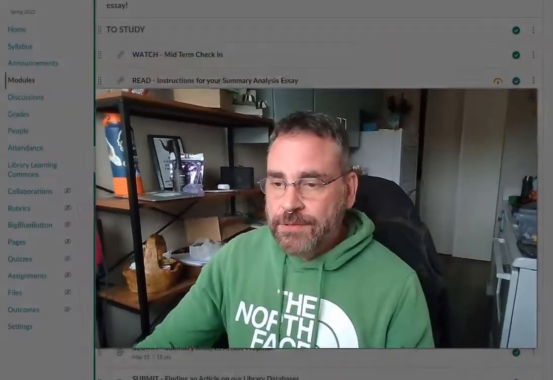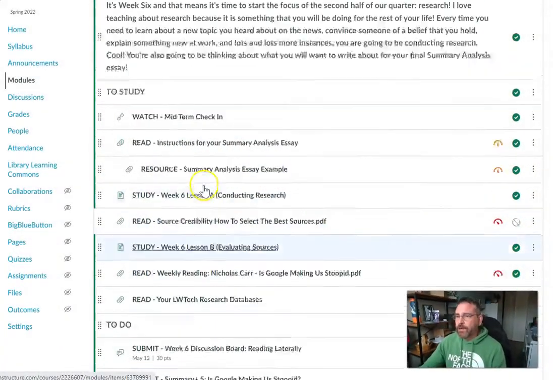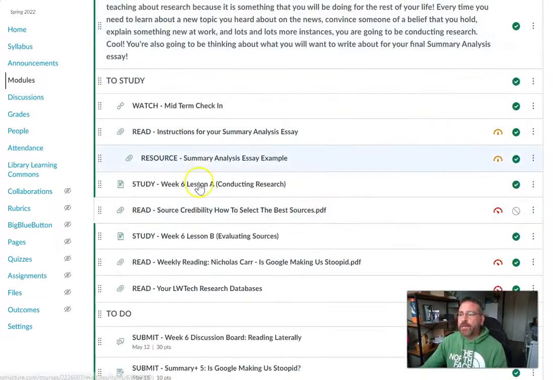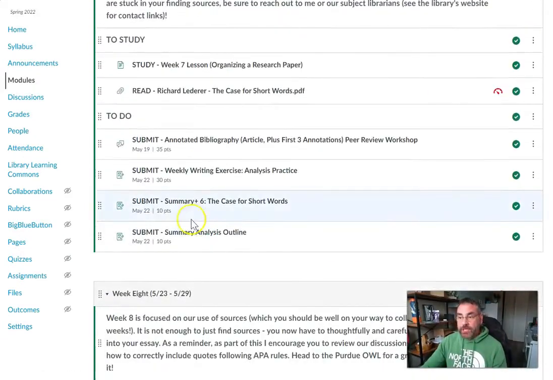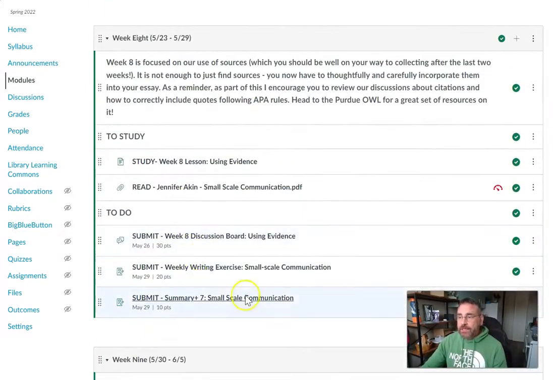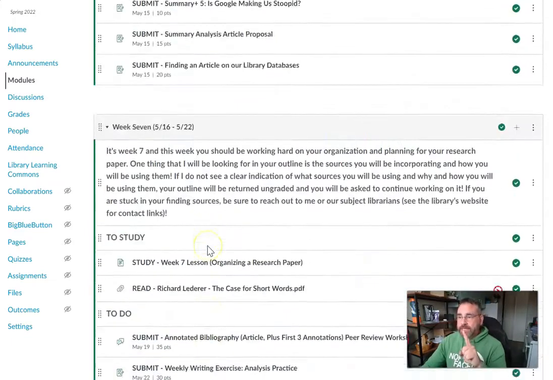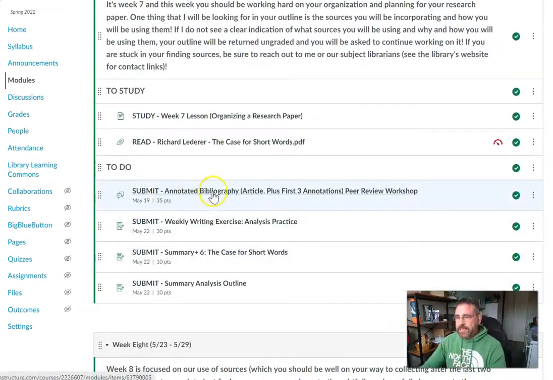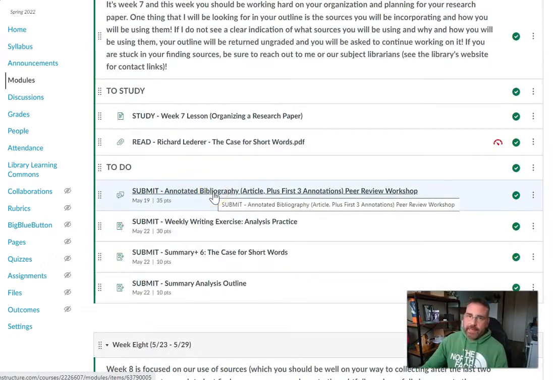So coming back to Canvas, what are we in here? Week 6. This is where we are now. So hopefully get through all this stuff this week. And then next week you have your summary analysis outline due. Week 8, you have, oh no, also in week 7, you have the annotated bibliography. So I haven't talked about that yet. It's one of your big final assignments, this annotated bibliography.